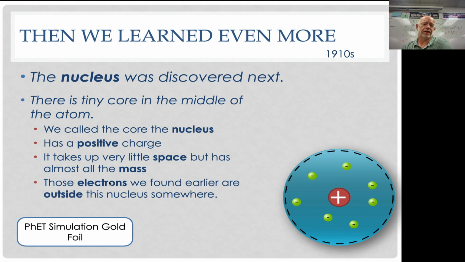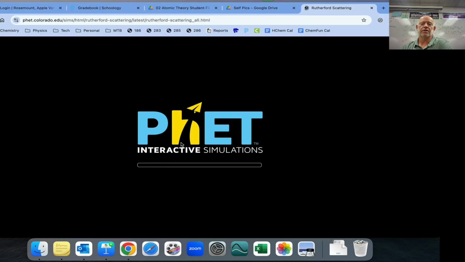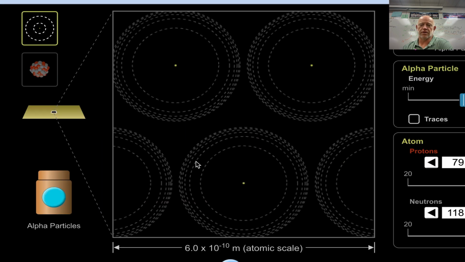Those electrons that we had found earlier, they know that they are outside the nucleus someplace. So we go from thinking that the mass in the atom is all one ball of stuff to realizing that there's a core that has all the mass, and a lot of empty space out here, but those little electrons are in that empty space. Okay, so here's a little simulation of how they figured that out.